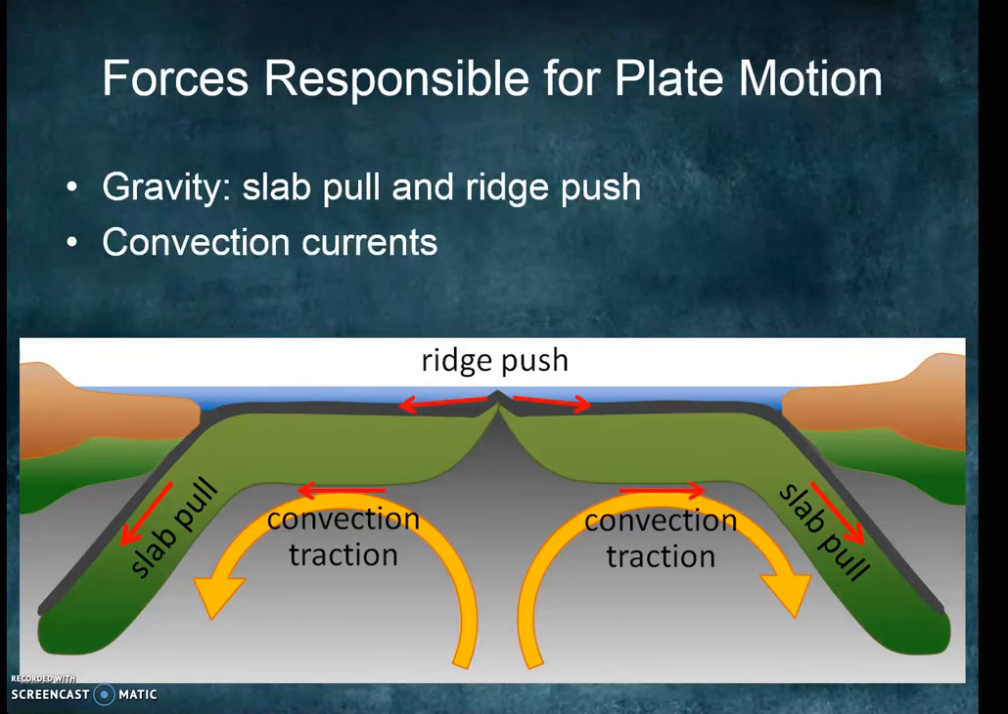So those forces of the convection currents are one thing that is responsible for plate motion. We're going to talk more about convection currents here in a minute. And the second thing that causes plate motion is gravity. Gravity pushes mid-ocean ridges down. In addition, it pulls the slabs of rock down into the Earth. And we're going to talk about both of those in more detail in a minute as well.